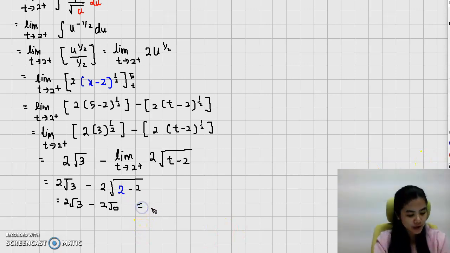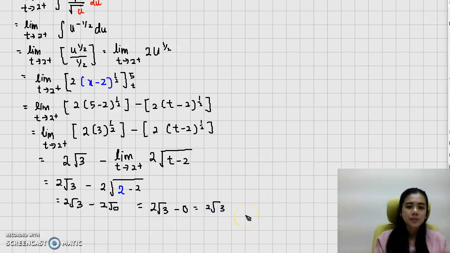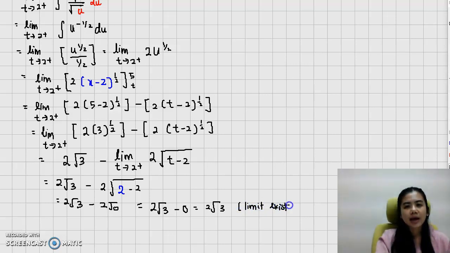So at the end we have an answer of 2 root 3 only. This is the final answer. Because you are able to find the answer as a finite number, we say that the limit exists, and it is a case of convergence.